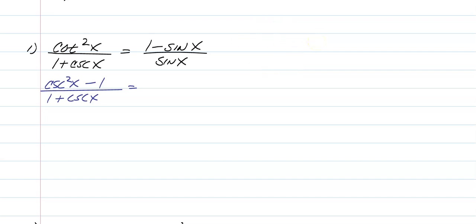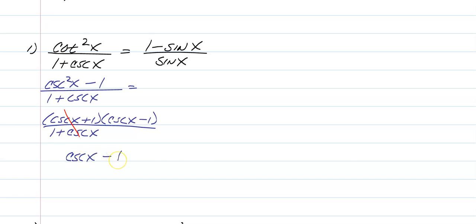So if we were to factor cosecant squared x minus 1, that would give us cosecant x plus 1 and cosecant x minus 1. And that is all over 1 plus cosecant x, which you can see is just the same as cosecant x plus 1. So now those guys just cancel. So now you are just left with cosecant x minus 1.